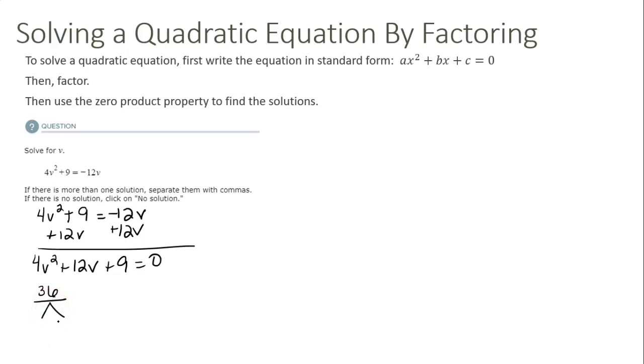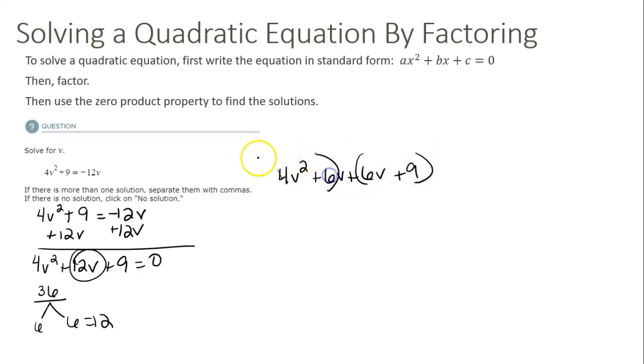1 and 36, no. 2 and 18, no. 3 and 12, no. 4 and 9, no. 6 and 6, there we go, because I need to add these to be 12, because b is 12. So now we're going to rewrite this. The 4v squared stays the same. The 12v changes into 6v and 6v, and we bring down the plus 9.